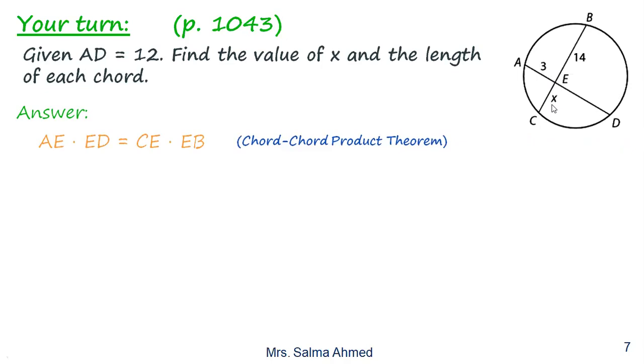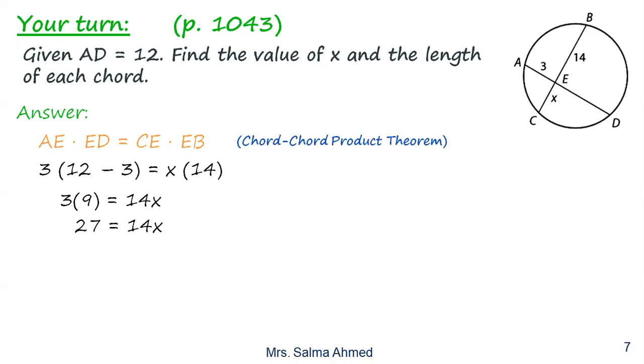Here I know each segment except ED. How can I get ED? I know that AD is given as 12. So to find ED, it will be 12 minus 3. Here AE is 3, and ED is the whole chord, which is 12, minus the 3 to get that part, which is 9. So 3 times 9 equals 14x.